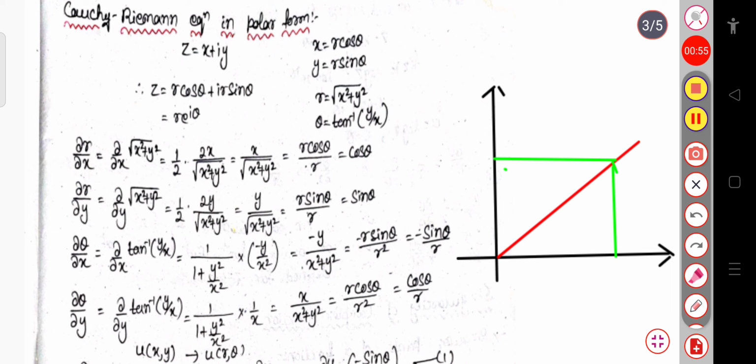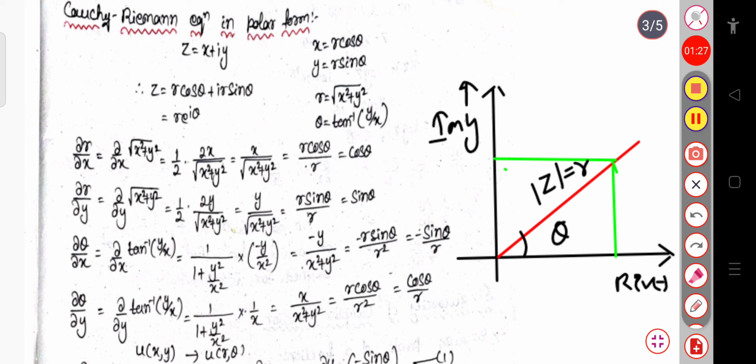So let us consider this is the real x axis and this vertical axis is called the imaginary y axis. Suppose, as in the polar coordinate system we have already discussed, we consider this red line as the path, or we can say this angle is theta which is made by this mod z, or we can say this is the radius of the circle.